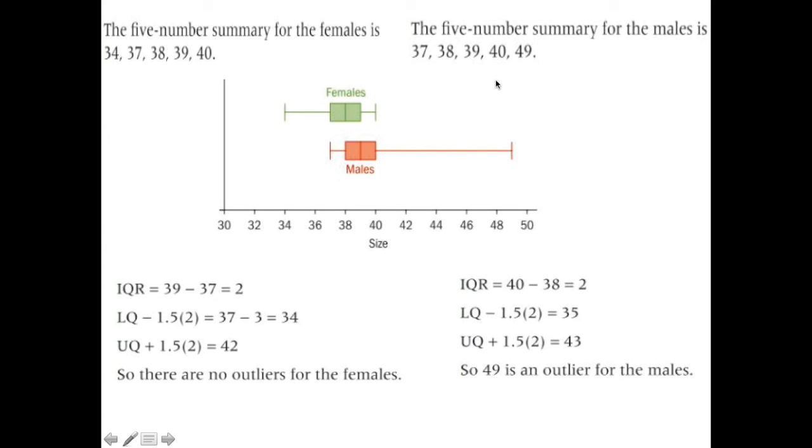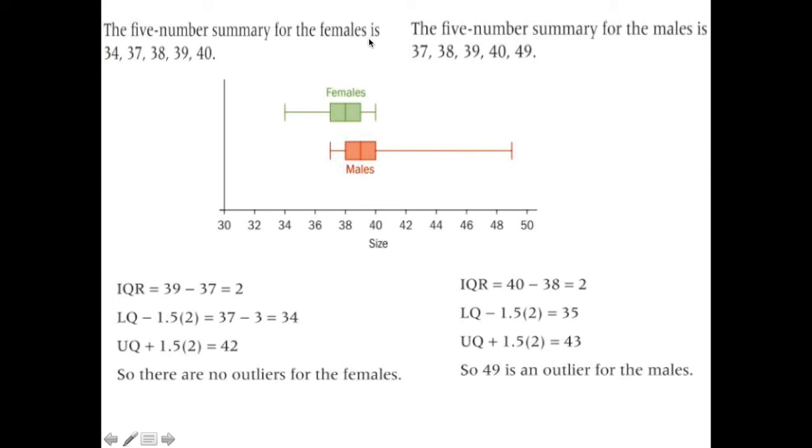Same thing for the male. Your interquartile range ended up being 2. You take your Q1, which is 38. To 38, you subtract 3, and you get 35. Anything smaller than 35 is an outlier, so there are no outliers on the lower part. Then you take your Q3, which is 40. 40 plus 3, 43. Anything above 43 is an outlier. So in this case, 49 is an outlier for the males.